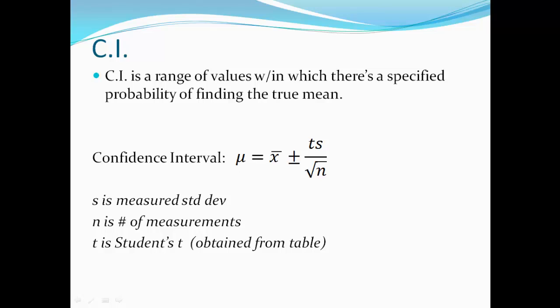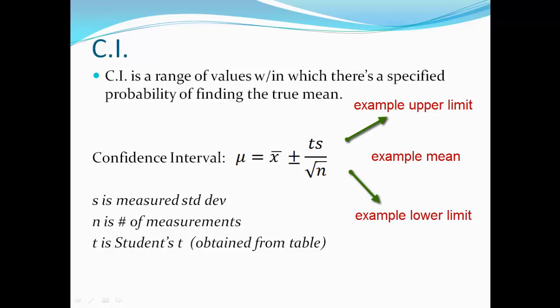The confidence interval is a range, remember, so we say that the population mean is likely to lie within a certain distance from the measured mean, that x bar. And remember, you have a lower limit, which is x bar minus t s over the square root of n, and then the upper limit, which is x bar plus t s over the square root of n.